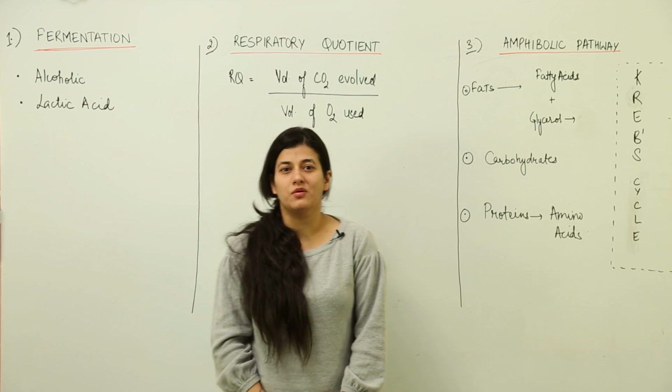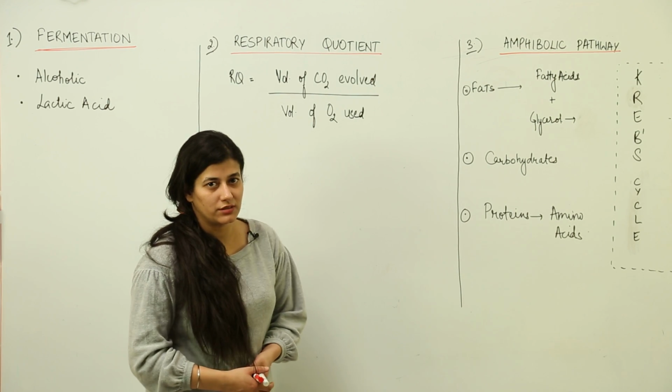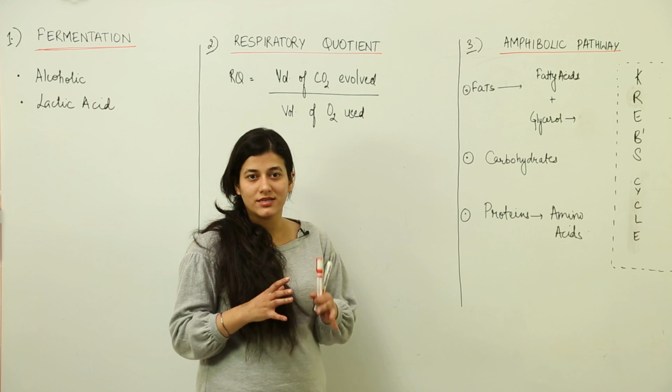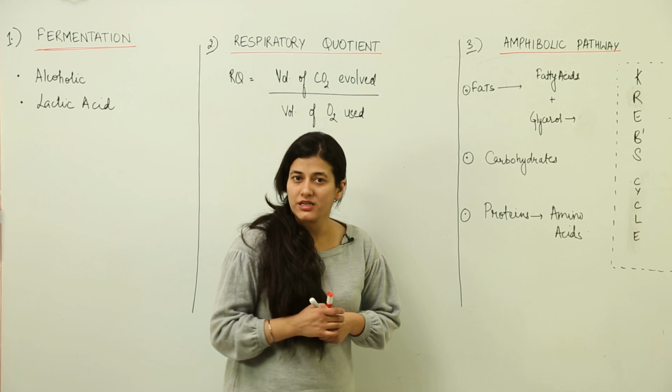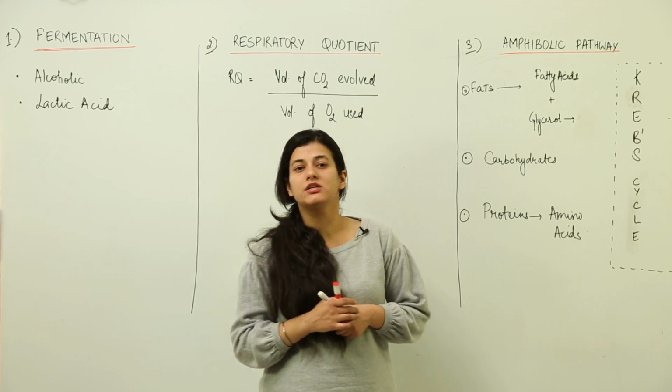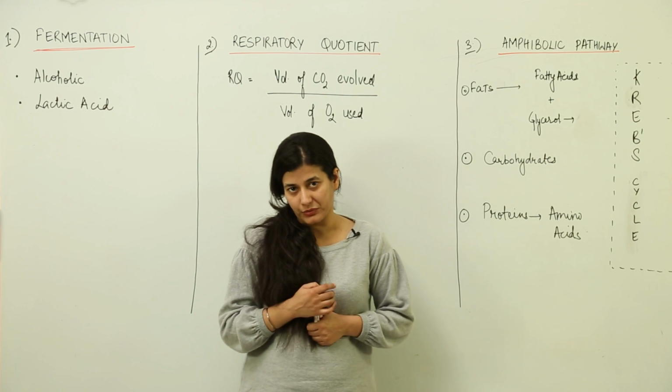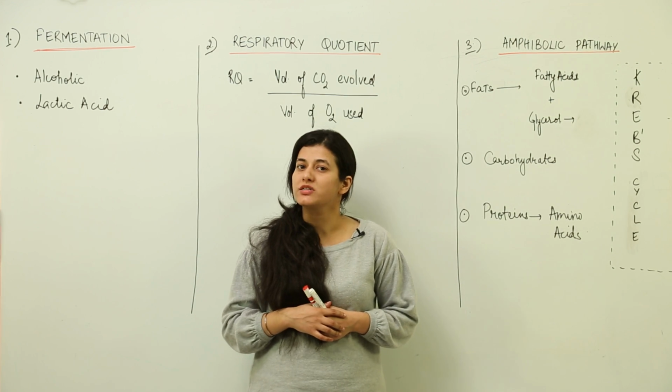So students, now on an ending note to the cellular respiration, we are going to understand three terms. One is fermentation, second is respiratory quotient, and third one is Fie Bollock Pathway. So first let's take into account what is fermentation.